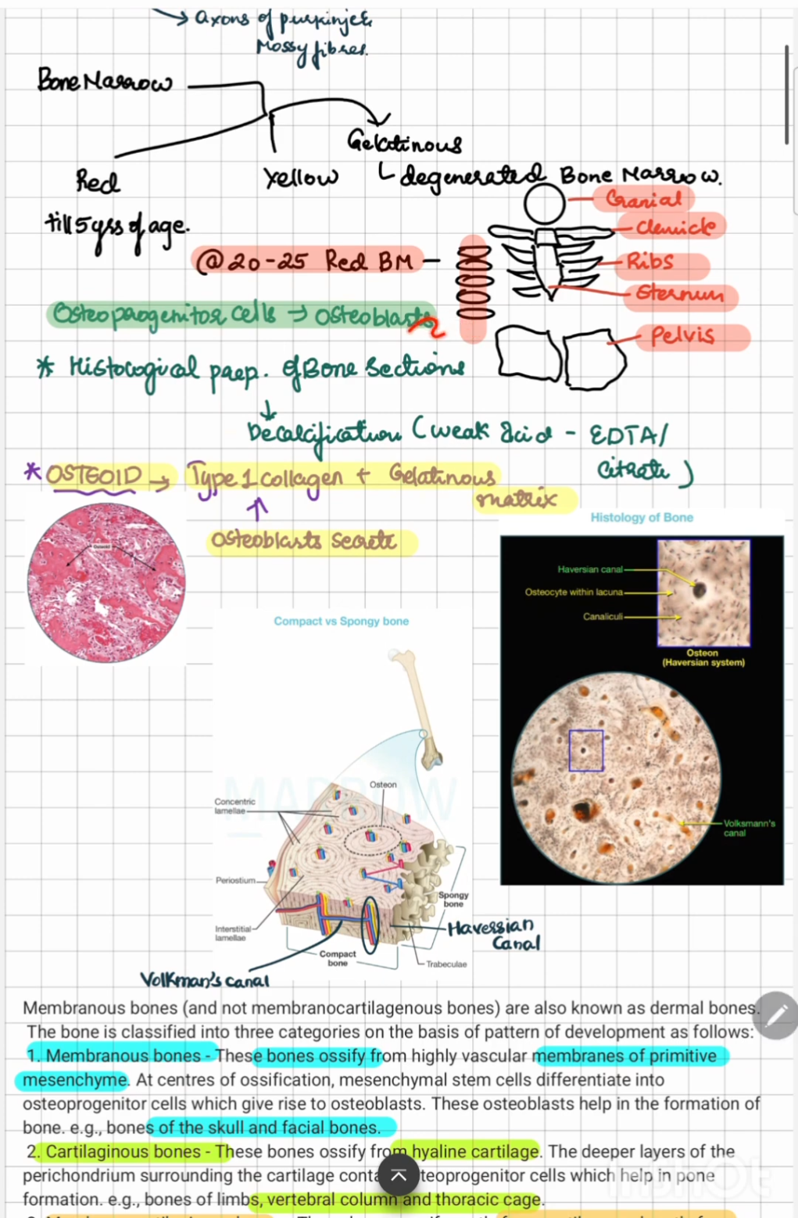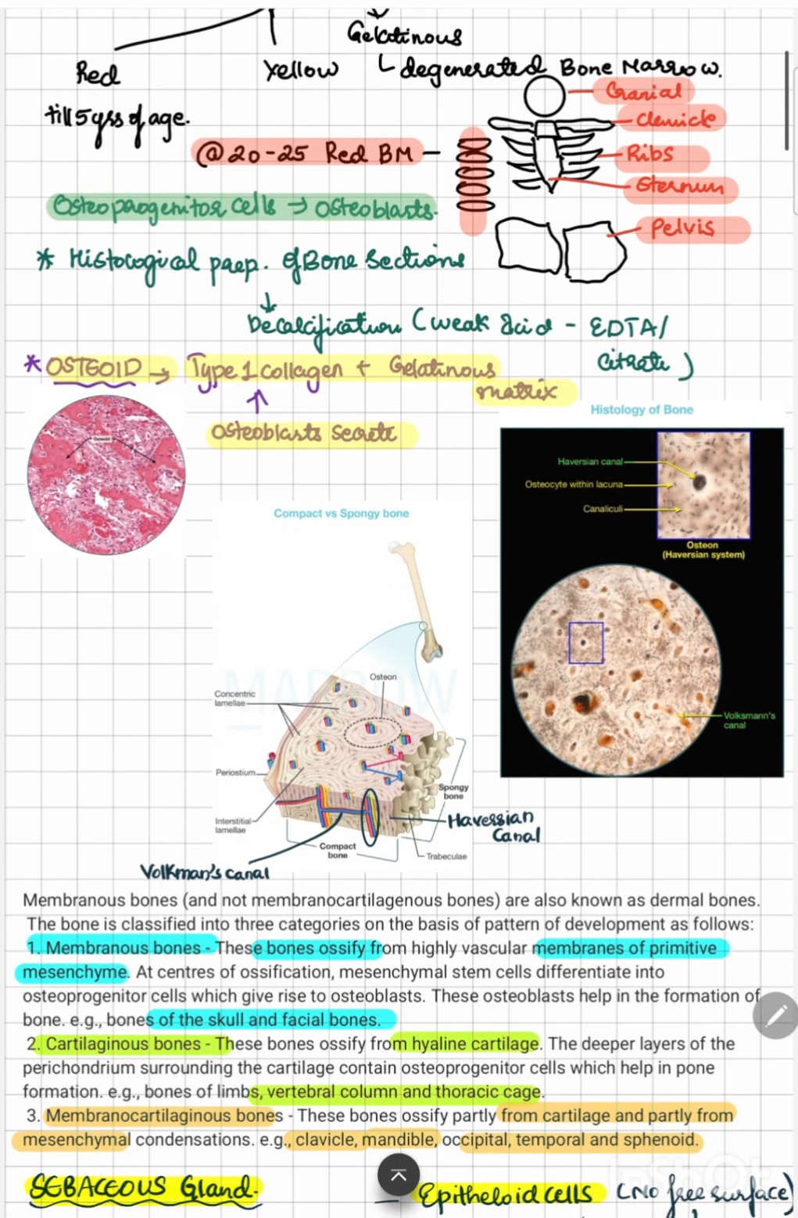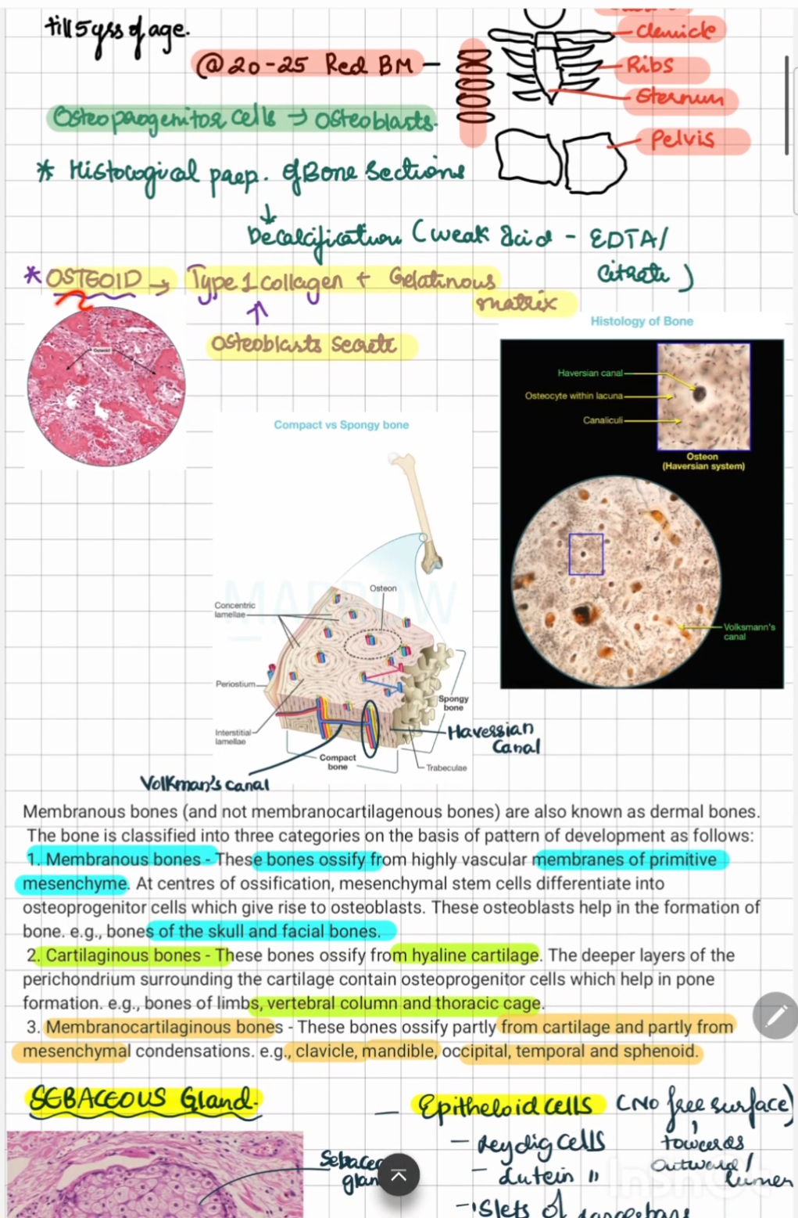Then one thing to note is the osteoprogenitor cells will further form the osteoblast. So basically osteoblast cells are made from the osteoprogenitor cells. Okay. Then histological preparation of bone sections is done using an acid, that is EDTA or citrate, in order to decalcify the bone. Then about osteoid. So osteoid is basically, it is unmineralized organic matrix of the bone.